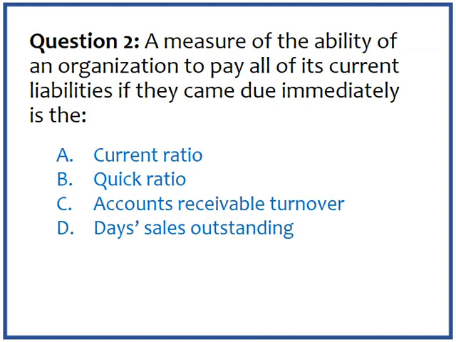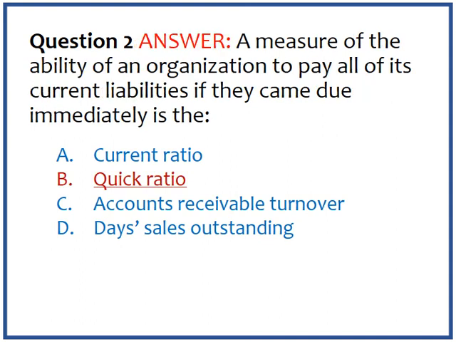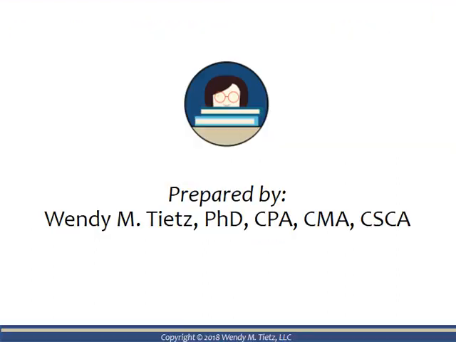The second question reads, a measure of the ability of an organization to pay all of its current liabilities if they came due immediately is the choices are current ratio, quick ratio, accounts receivable turnover, or days sales outstanding. The answer is quick ratio. The quick ratio is a measure of the ability of an organization to pay all of its current liabilities if they came due immediately. That concludes our review of evaluating liquidity using 3 new ratios.